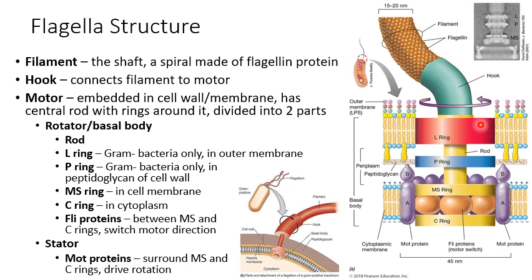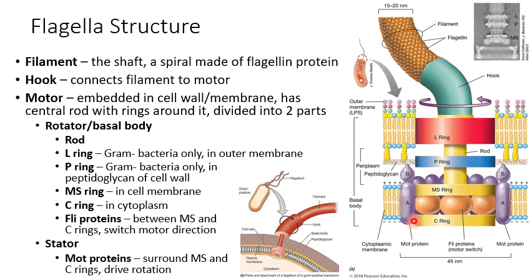And then the motor has a complicated structure, and it actually makes the flagellum spin. So you can divide the motor also into two different parts. You have the rotator, also called the basal body. Most of the motor is the rotator, would be all of this. Then the stator is the other part that is only at the bottom. It's this ring of proteins that surrounds the rotator.